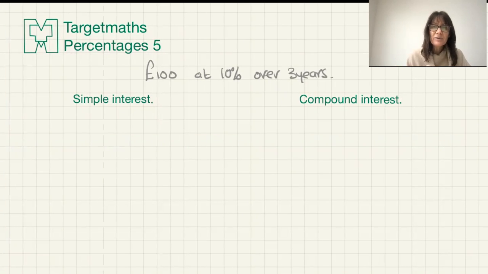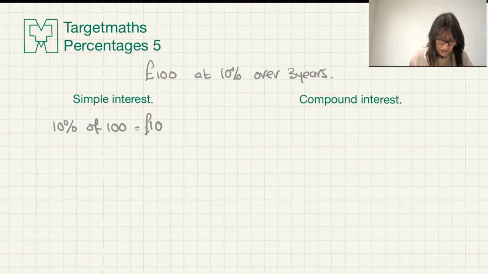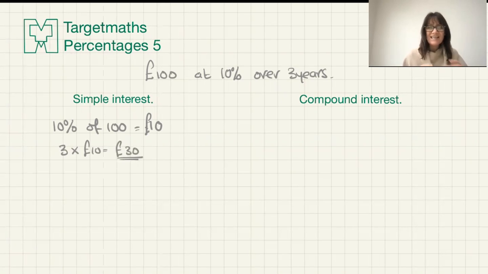Now, if I was going to put that money into a bank that was just offering me simple interest, what that bank is going to do is find 10% of the 100, which is £10, and just give that to me every year. So over 3 years, I'll have 3 lots of that £10, and I will end up with £30. So it's the exact same amount of interest every single year.